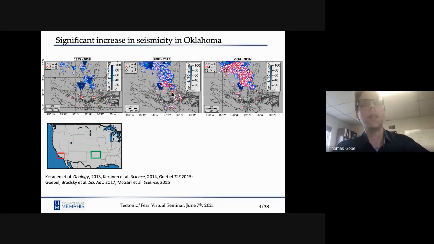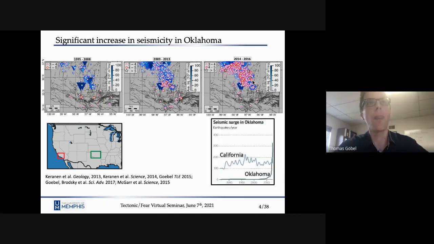And it's also interesting to see that the four magnitude 5 events happen towards the edges of the zone that experienced most of the wastewater disposal. So you can see Prague here, Fairview, and then Pawnee and the Cushing events in 2016. And I think it's really interesting to point out that Art McGarr and others have shown that in the year 2015, I believe, and then also 2016, the rate of magnitude 3 events in Oklahoma was more than magnitude 3s in California.